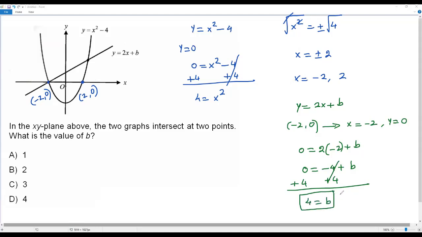I got the value of b. The value of b is 4. We find this 4 in option D. So the correct answer choice for this question is option D.